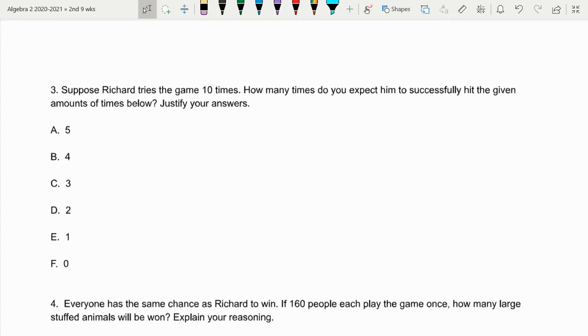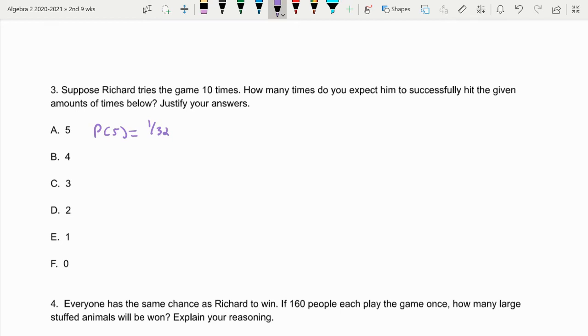So the probability of him, again, these are the hits right here. The probability of him getting 5 is 1 out of 32. What we're going to do is take that probability and multiply it by how many times you played, like what Mark Roper did with how many times people were observed playing the game.